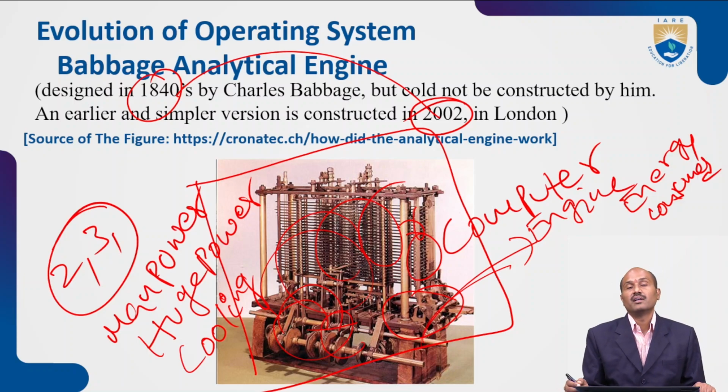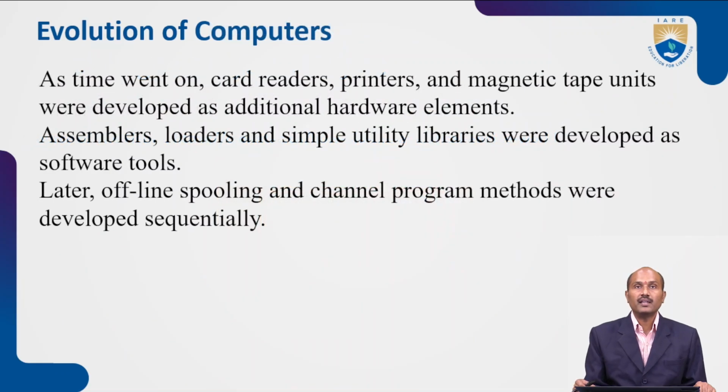After the analytical engine and the ENIAC computer, multi-programming was invented. Once multi-programming was invented, the work became easier, and more than one user could interact with the computer. The analytical engine is the first computer, then the ENIAC computer, and the next invention is multi-programming in the 1980s.